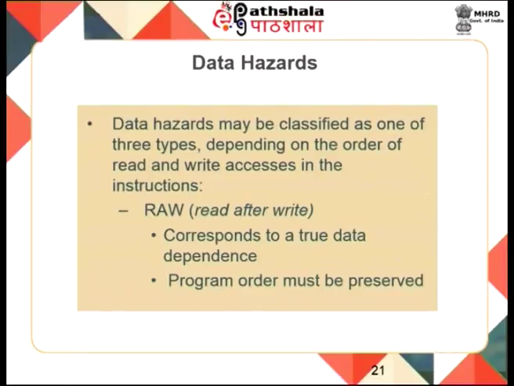So, the first one is what is called a RAW hazard, a read after write hazard. When you talk about two instructions I and J, I coming first and J coming next, the second instruction, the Jth instruction, is supposed to read its operand after the ith instruction has written into it.